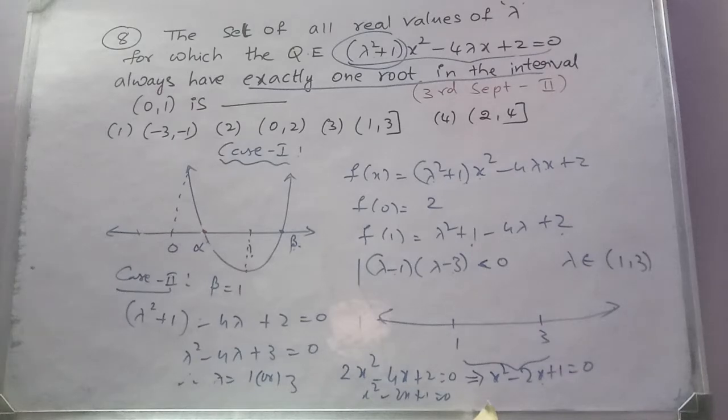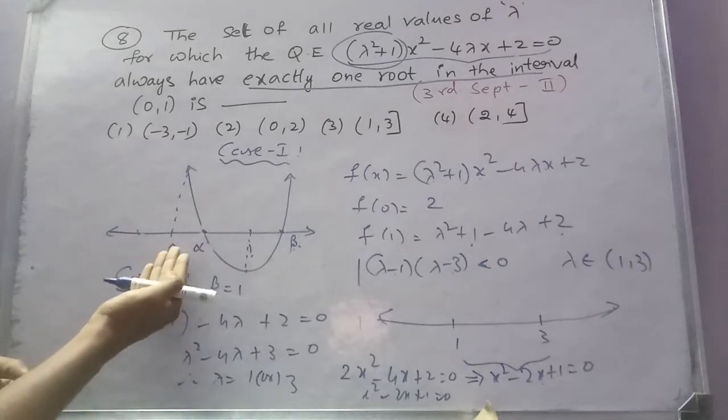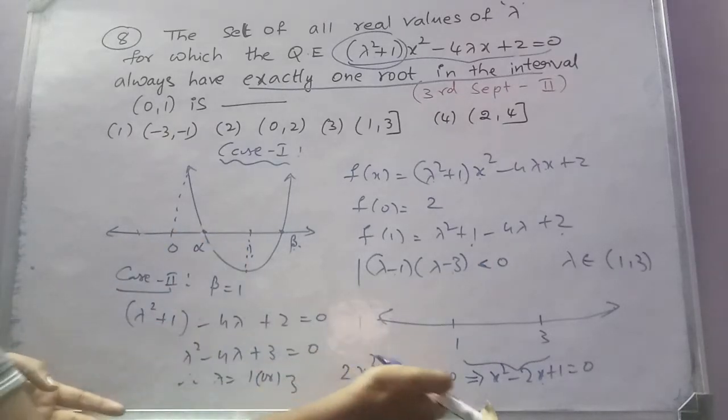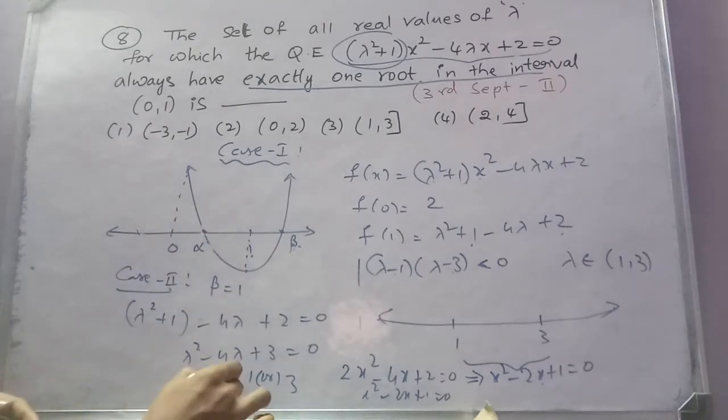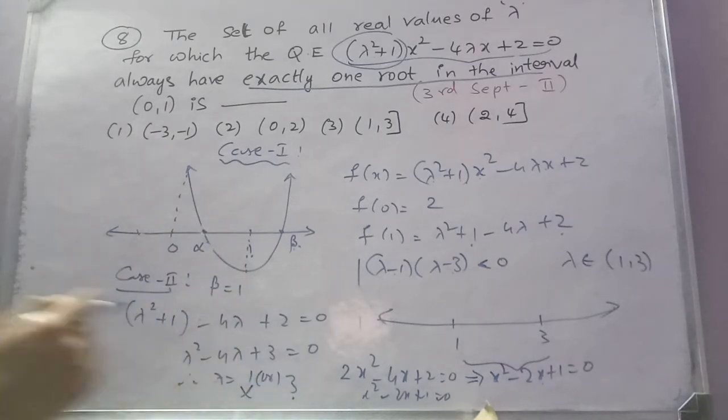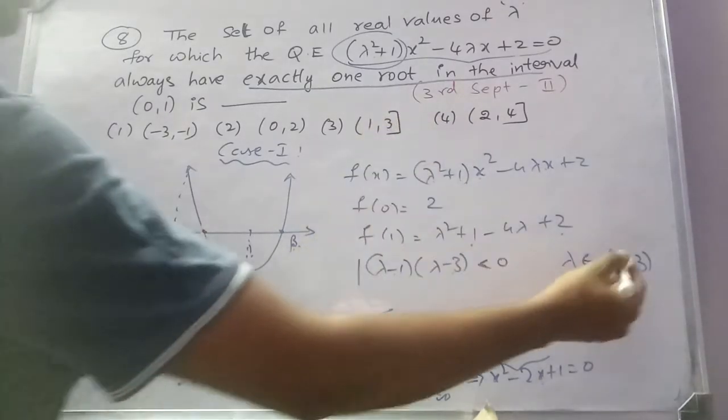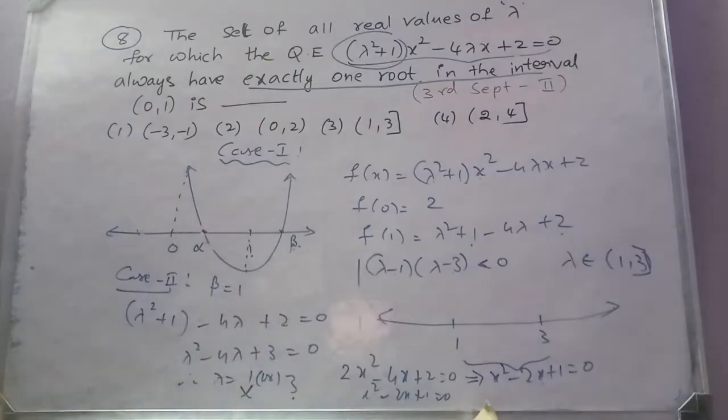And moreover, it is contradicting the fact that the root is between 0 and 1. If both the roots are equal to 1, 1, how can a root come between 0 and 1? So lambda cannot be equal to 1. Therefore, the only possibility is that lambda is equal to 3. So therefore, 3 is also included. The final answer is lambda belongs to (1, 3] where 3 is included.